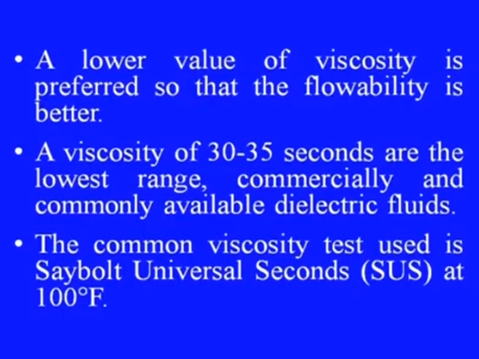A lower value of viscosity is preferred, so that the flowability is better. A viscosity of around 30 to 35 seconds is the lowest range, and commercially and commonly available dielectric fluids have viscosity in this range. The common viscosity test used to measure the viscosity of these dielectric fluids is Saybolt Universal Seconds, in short known as SUS, at 100 degrees Fahrenheit.